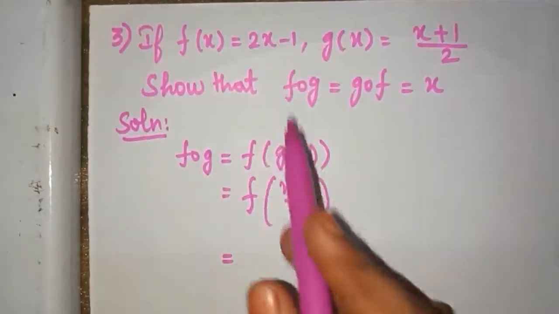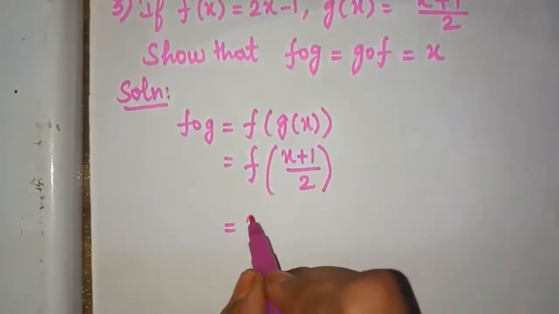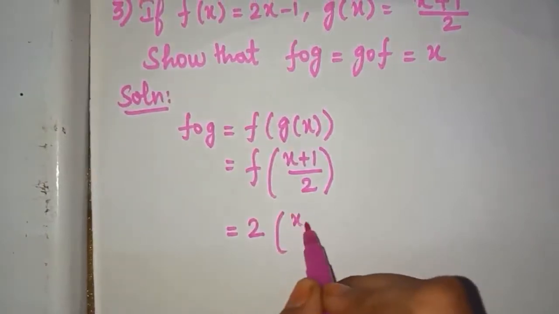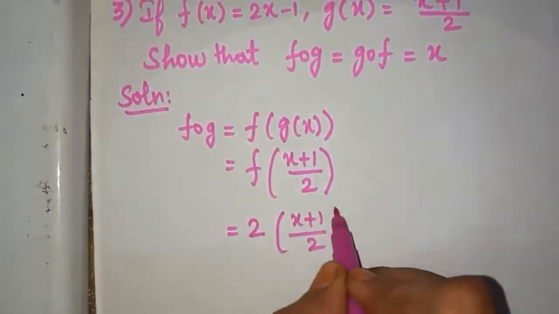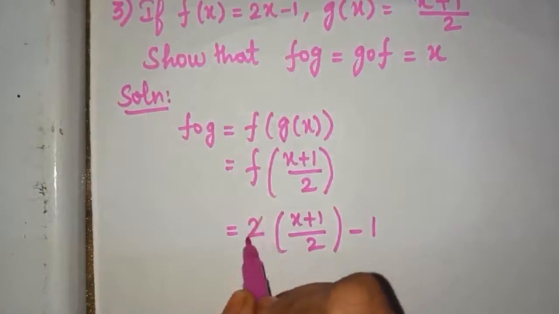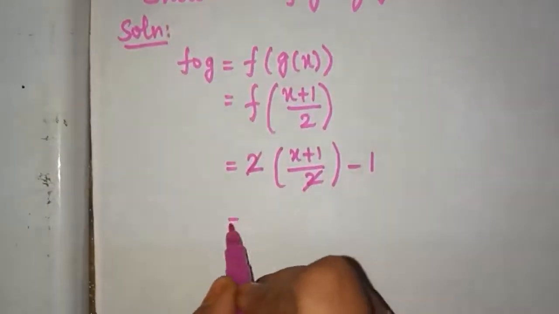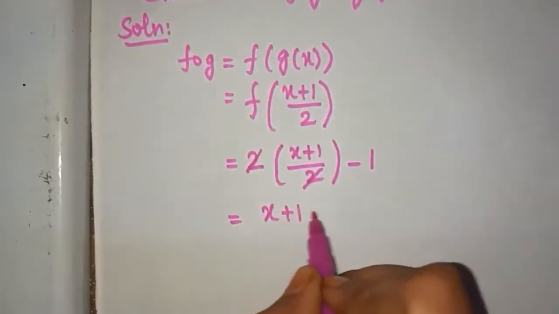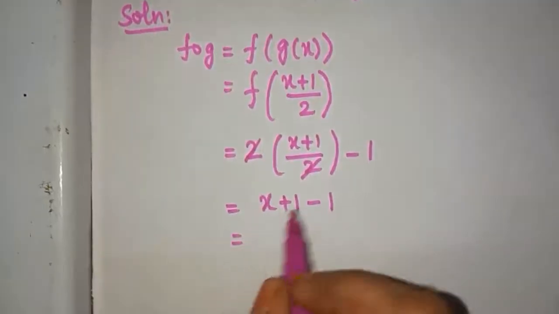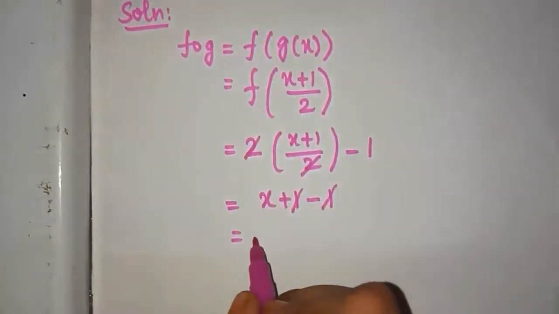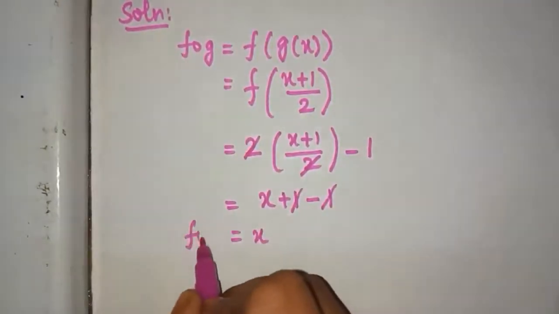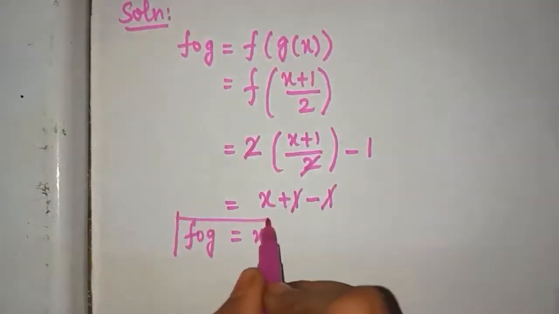So instead of x you have to put this value, which is equal to 2 into (x + 1)/2 minus 1. The 2 gets cancelled, which is equal to x plus 1 minus 1. So again plus 1 minus 1 gets cancelled, which is equal to x. So f composite g value is x.